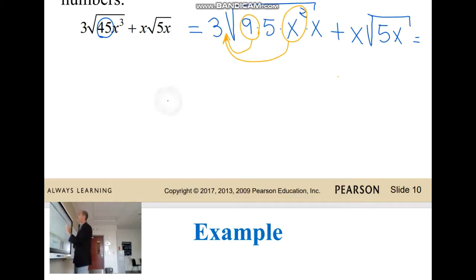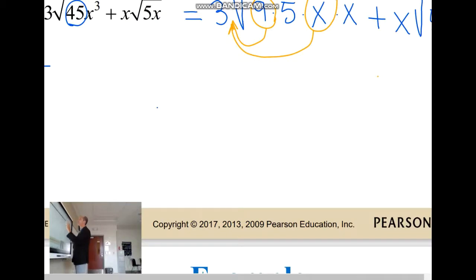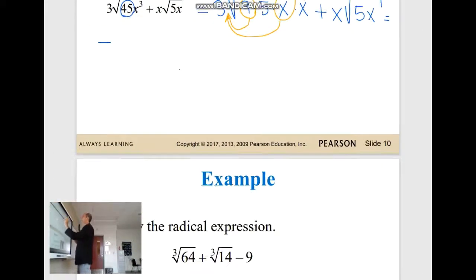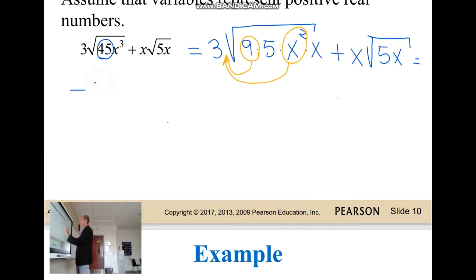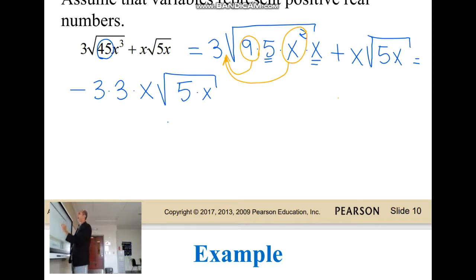So let's rewrite. So we have equals. Let me adjust this. All right. Negative 3 times square root of 9 is 3. Square root of x squared is x. Square root, and we keep the 5. We keep this 5 here. We keep this x here. Plus, now we have x square root, and we keep this 5x, square root of 5x.